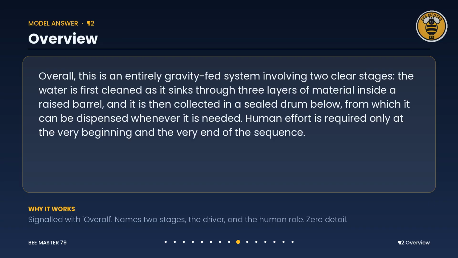Paragraph 2, the overview. Overall, this is an entirely gravity-fed system involving 2 clear stages. The water is first cleaned as it sinks through 3 layers of material inside a raised barrel, and it is then collected in a sealed drum below, from which it can be dispensed whenever it is needed. Human effort is required only at the very beginning and the very end of the sequence. 2 sentences signaled with "overall", and not 1 small detail wasted.